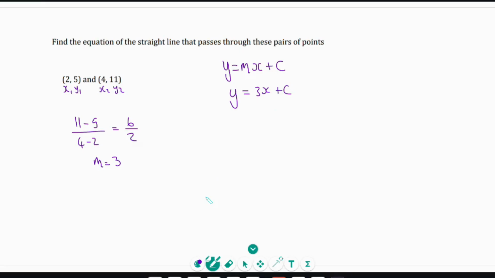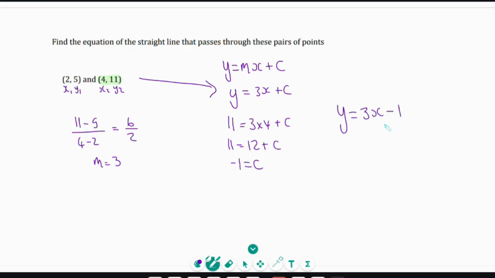How do we find our y-intercept? We just need to choose a pair of coordinates. I'm going to choose this one, and we sub that information into our formula. So y is 11, x is 4, take 12 off both sides, c equals minus 1, so your formula is 3x minus 1. Your equation of a straight line is y equals 3x minus 1.